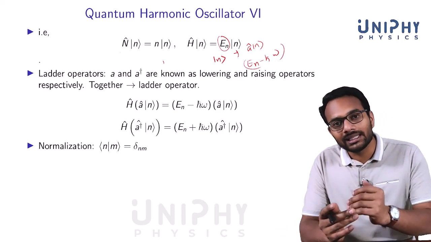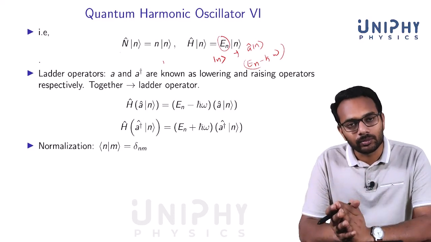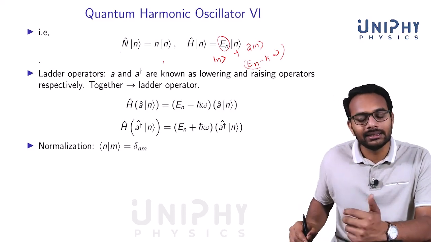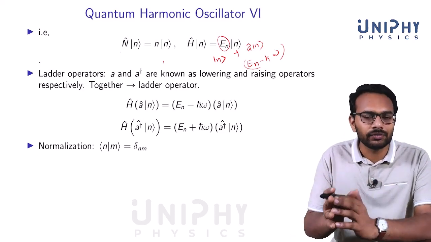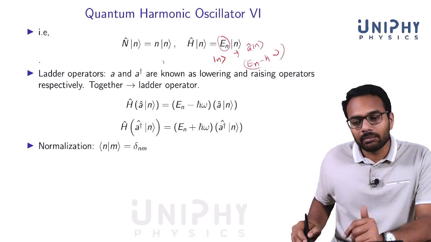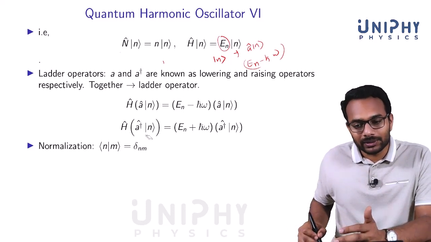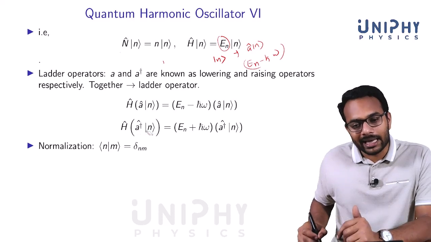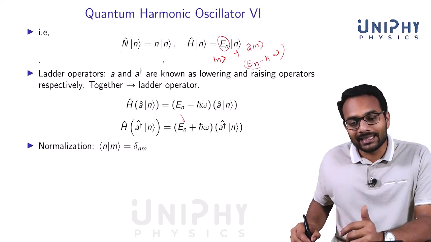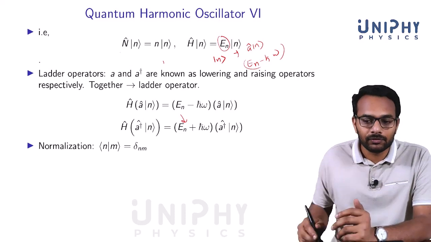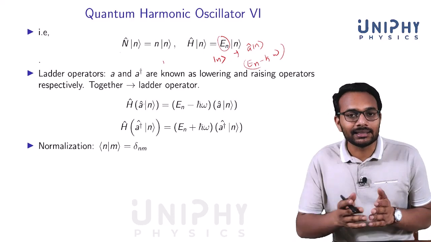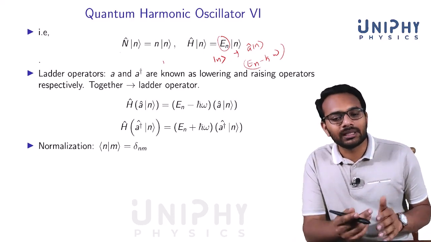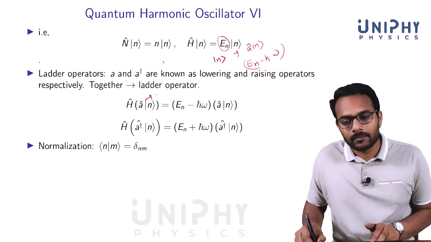So what has a done to this state n? It has lowered its energy by a unit h cross omega, and that's the basic unit of energy in quantum mechanics. Also, we see that if a dagger acts on this state, its energy goes up by one unit. For this reason we call a the lowering operator and a dagger the raising operator. It's also sometimes called the annihilation operator.